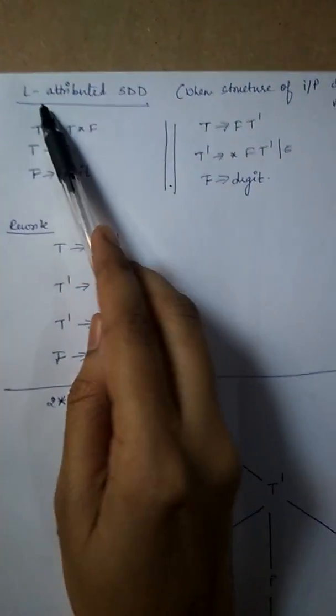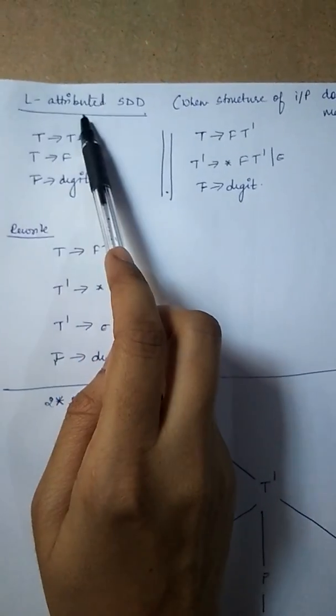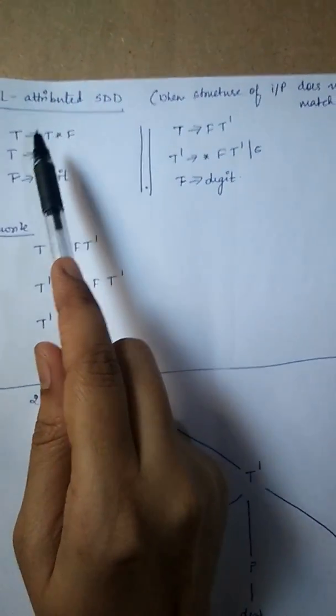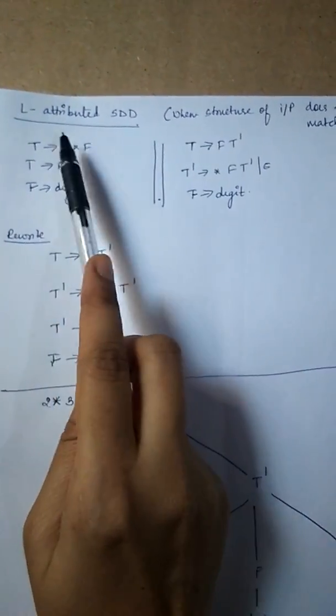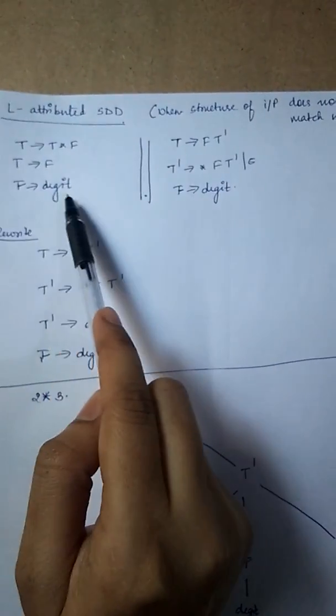Okay guys, now let us talk about L attributed SDD. So L attributed SDD has been defined earlier. I hope you guys remember. So let me take an example for L attributed SDD. T gives T star F, T gives F and F gives digit.